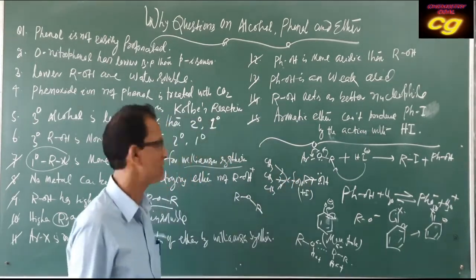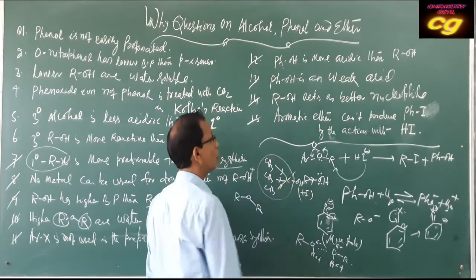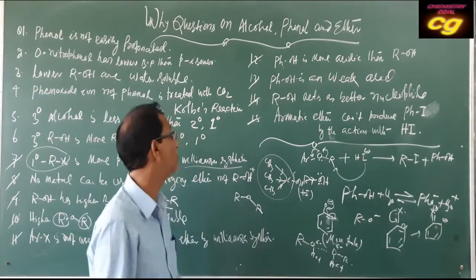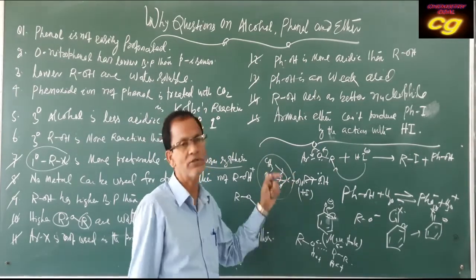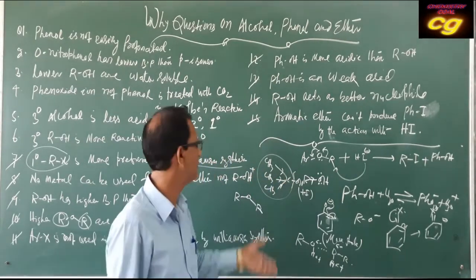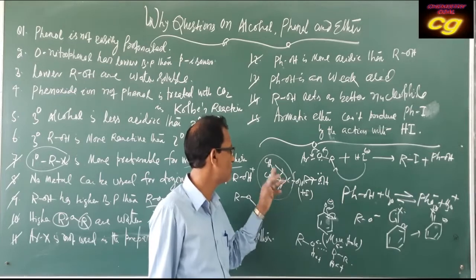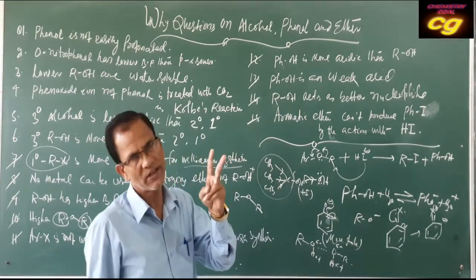This is the first answer. Second answer: this tertiary alcohol produces a tertiary carbocation which is more stable, so it easily shows nucleophilic substitution reaction. Alcohol shows better nucleophilic substitution reaction because tertiary alcohol produces a tertiary carbocation which is more stable. Two types of answer you can write.